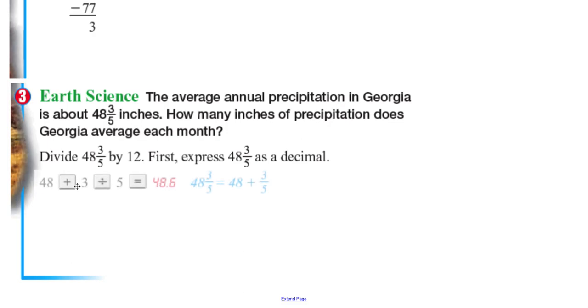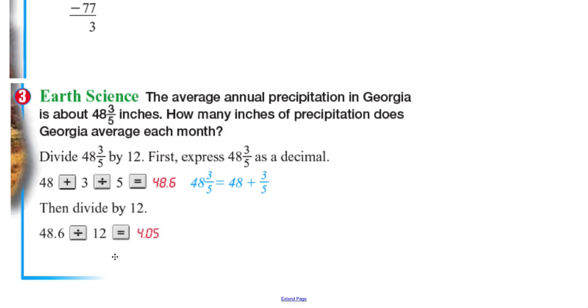So expressing this as a decimal, we get 48 plus 3 divided by 5. Because remember, a mixed number is the sum of the whole number and the fraction. So 48 3/5 is the same as 48 plus 3/5, and then we simply divide that by 12.